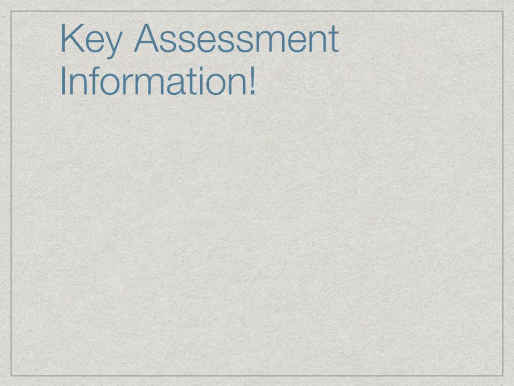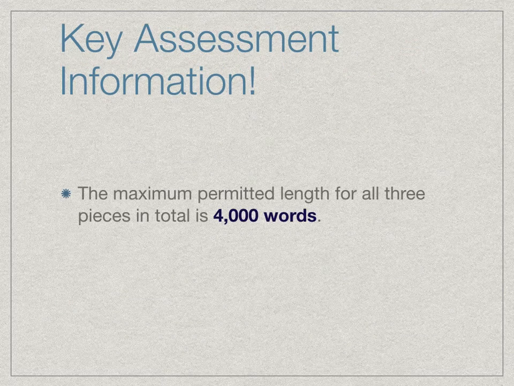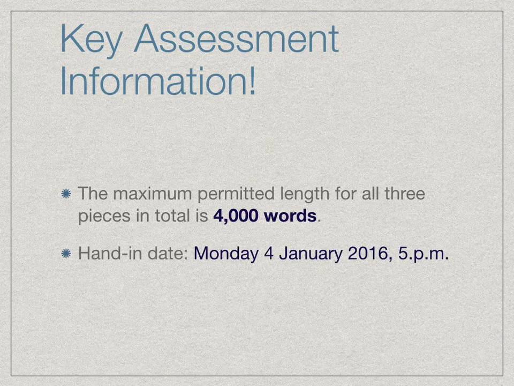Now, just before we go on to that in detail, just to remind you, the maximum permitted length for all 3 pieces in total is 4,000 words. And as with Module 1, the only word count limit that you have to hit is that 4,000 words. And it's 4,000 of your own words. So your bibliography doesn't count and any quotations that you put in your assignment don't count. And it's due to be handed in on Monday the 4th of January at 5 o'clock. We have a suggested word length for each of the 3 pieces, but remember that's just a suggestion, the 4,000 words is the only one that really matters.